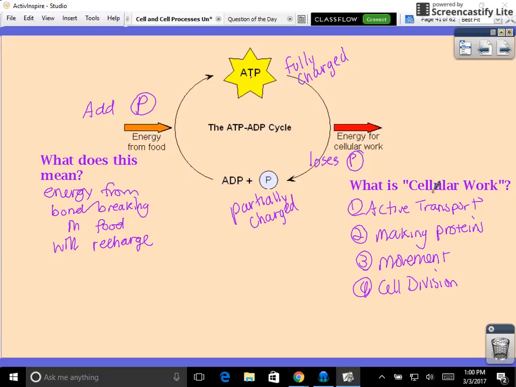You may hear the term cellular work, that ATP is used for cellular work. That's just the jobs of the cells. And again, recapping, the cell does active transport, the cell is responsible for making proteins, movement, cell division, and all of those things take energy, and ATP is the form of energy that can be used.